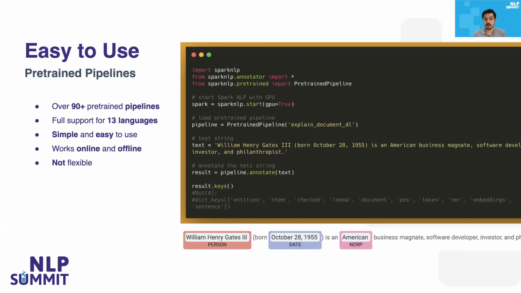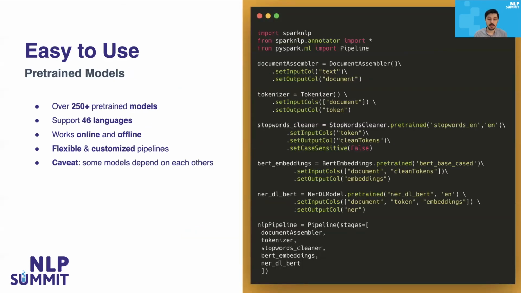Like this specific pipeline comes with stemming, spell checking, lemmatizing, tokenizing, NER, embeddings. So if you don't want some of those tasks and you don't want to spend time and computation on something you don't need, or you want to choose a different NER model or different embeddings, we suggest to use pre-trained models. We have over 250 pre-trained models, more than any library.